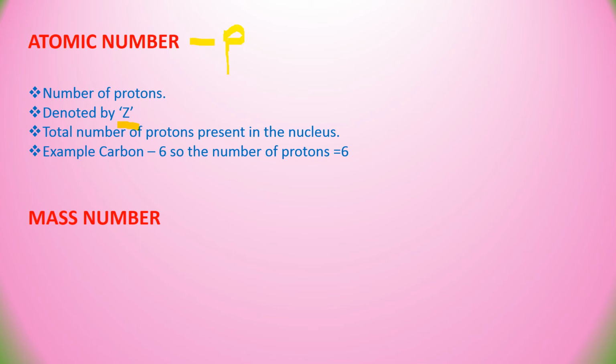Total number of protons present in the nucleus gives the atomic number. That is, carbon is 6. That means atomic number also will be 6. Number of protons is 6.